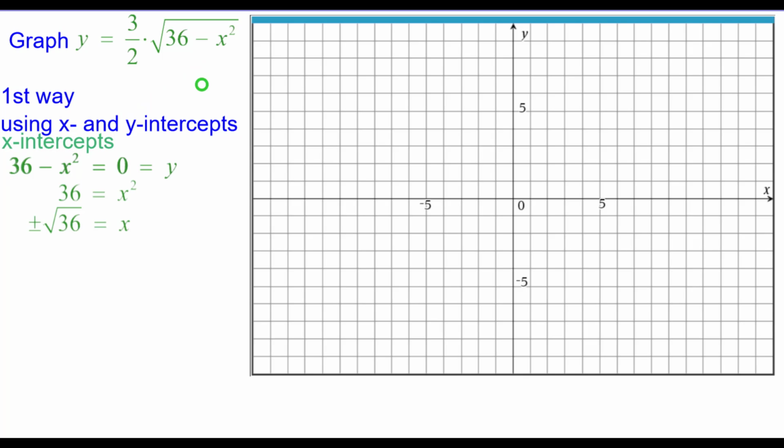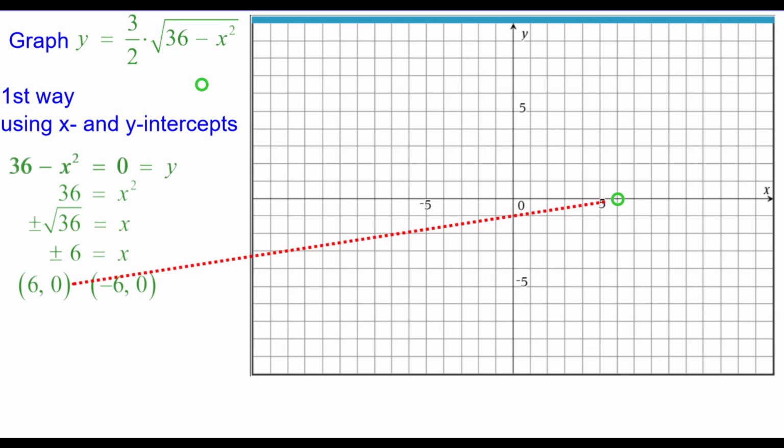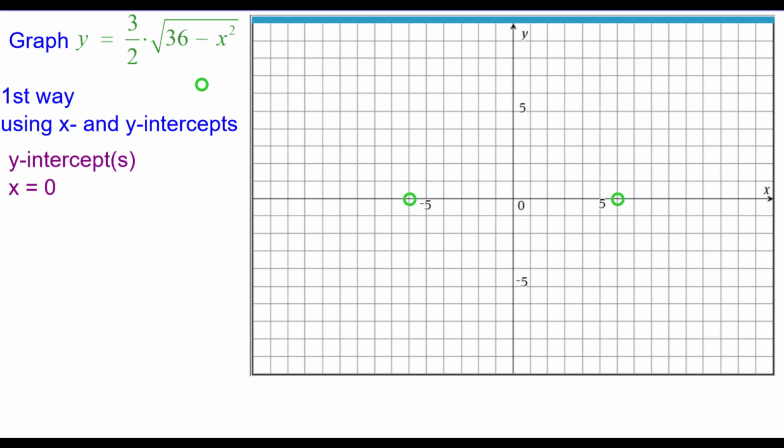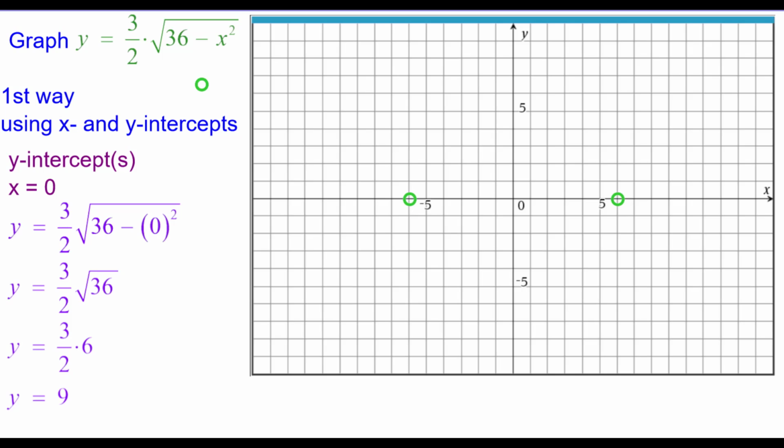Adding x squared to both sides and taking the square root of both sides, making sure we get plus or minus both square roots, x is equal to plus or minus 6, and these are our x-intercepts with a y-coordinate of 0. So we'll plot those 2 points. Next, we'll look at the y-intercepts. That occurs when x is equal to 0. So substituting 0 for x, square root of 36 is 6, times 3/2 is 9. So our y-intercept is at 0, 9.